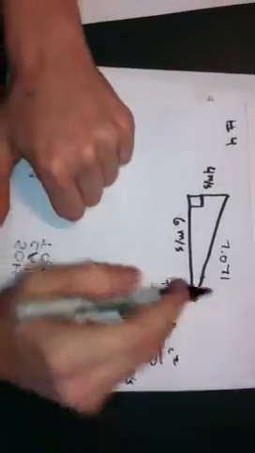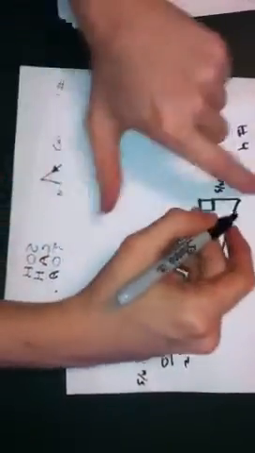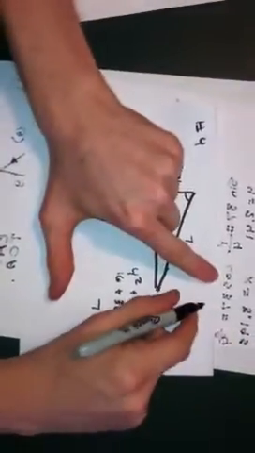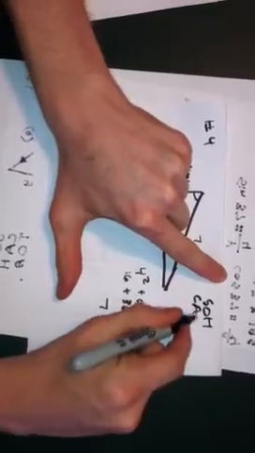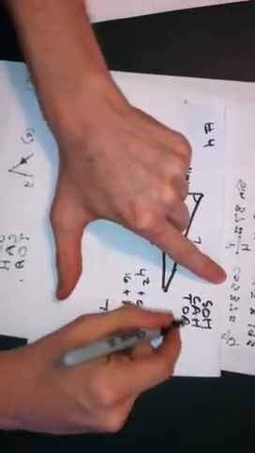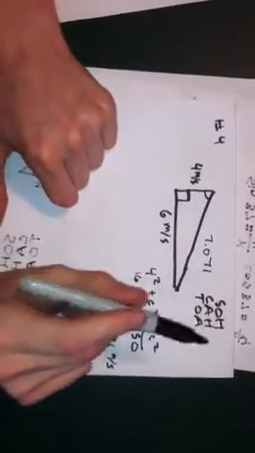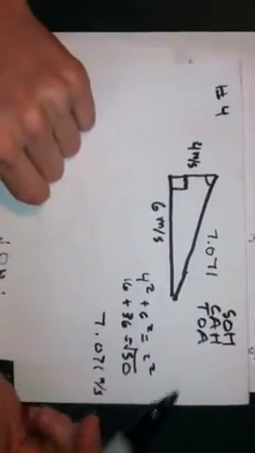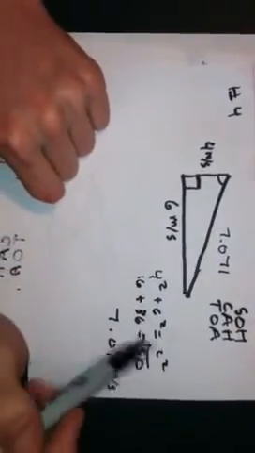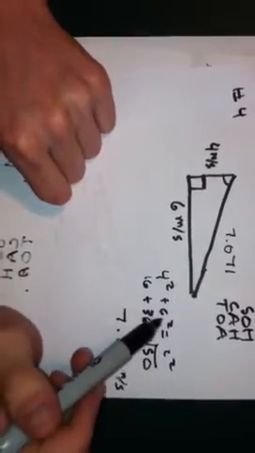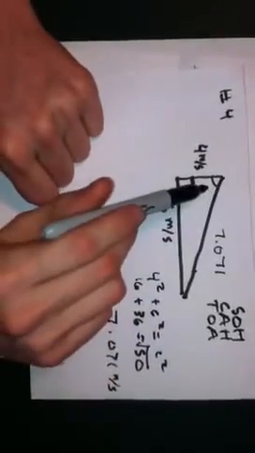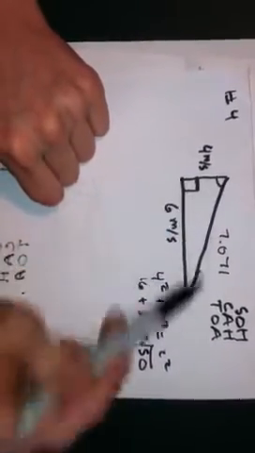7.071. Now it wants you to figure out this angle right here, so we're going to go back to SOHCAHTOA. Because I rounded this, it won't be completely equal to this angle plus this angle being 90, just because I rounded off the square root of 50. So for this angle, we don't know what it is, so we need to figure it out.